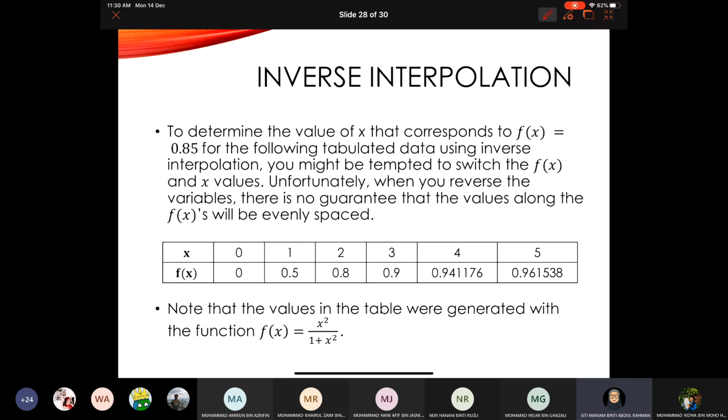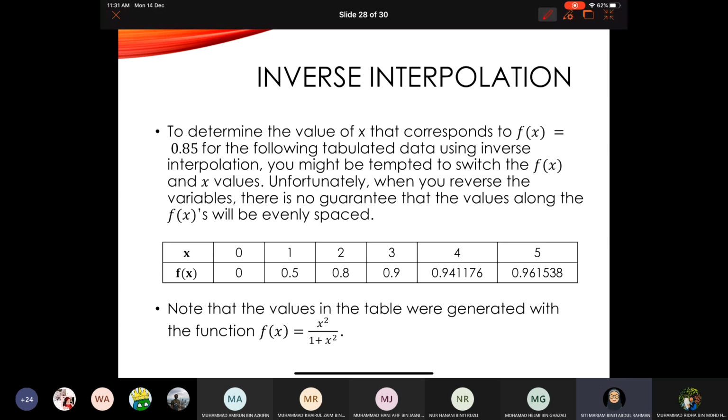So you might be tempted to switch fx and x value. So katakan kita nak tukar je fx dengan x. And then kita buat macam biasa, interpolation. So unfortunately, when you reverse the variable, there is no guarantee that the values along the fx will be evenly spaced. So nanti mungkin jawapan kita akan makin lari. So that's why instead of terbalikkan dia, kita buat inverse interpolation.